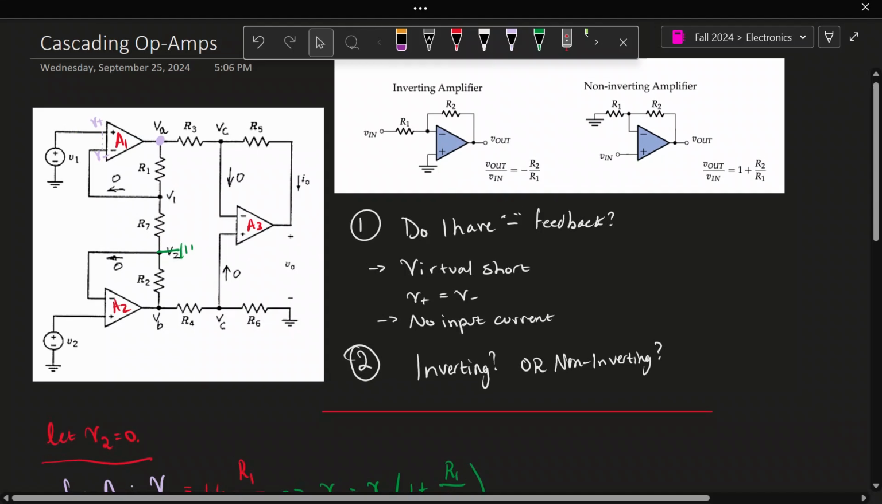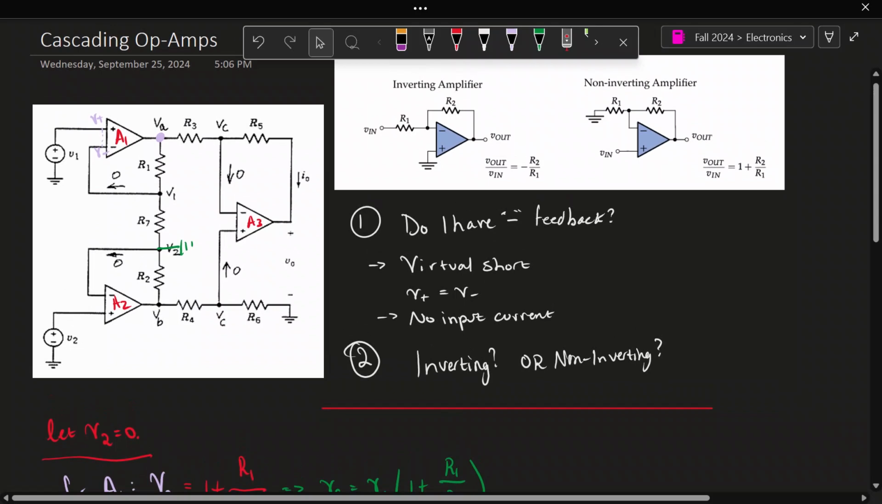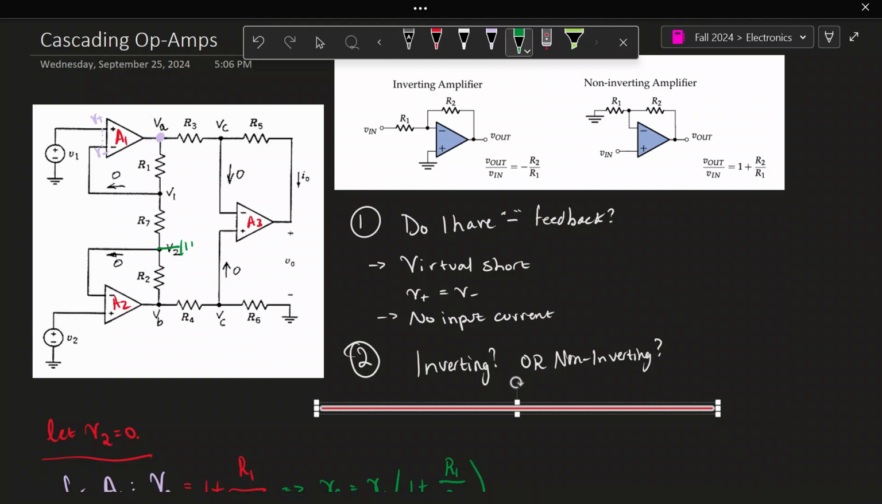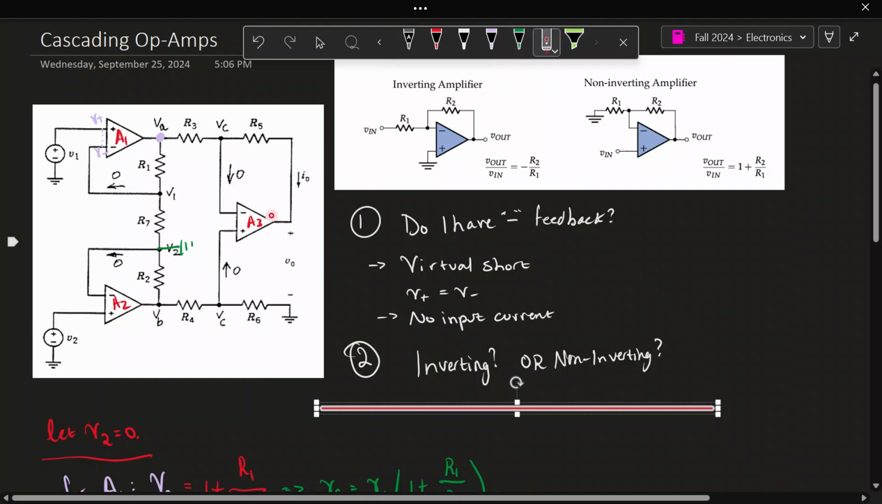Okay, now what do we do with that? Well, that is our output VA1 for our first amplifier. Now we're going to look at this third amplifier, because we want V out. So how do we do this? Well, we know the voltage here. We ask ourselves 2 questions again. Do we have any negative feedback? Let's follow the op amp here. We go back to the negative terminal. We do have negative feedback. Cool. That means we have a virtual short, and there's no input current.